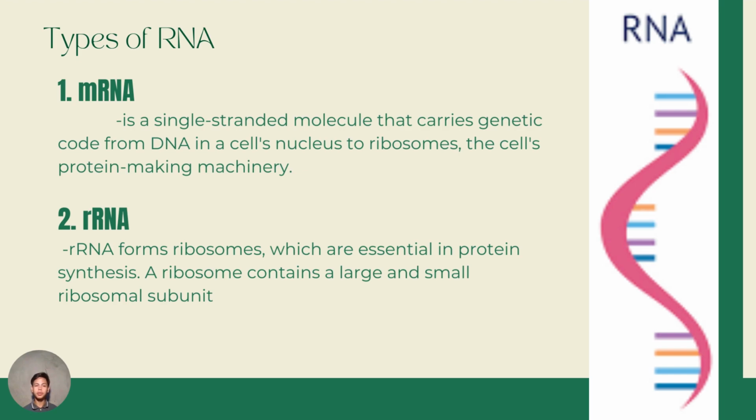And the second types of RNA is the rRNA. The R stands for ribosomes, so it is the ribosomal RNA, which are essential in protein synthesis. So, as we all know that ribosomes is the cell protein making machinery, it is responsible for making protein or the protein synthesis. A ribosome contains a large and small ribosomal subunit.